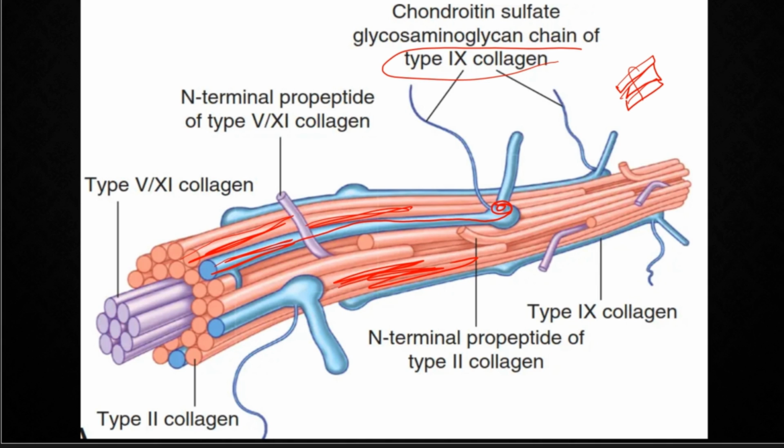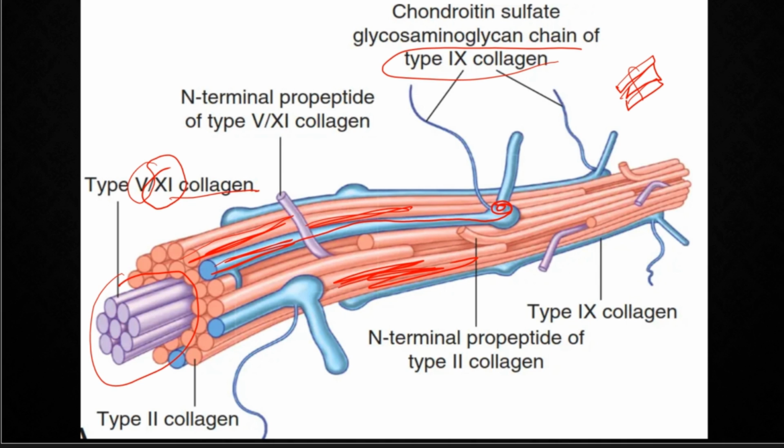Apart from that, you can see over here drawn in purple are the type 5 and type 11 collagen, and if you look carefully, they are present within the core, or within the center, of this collagen fiber. Since they are present in the center, it is believed that the initial process of fibrillogenesis, that is the initial process of making these fibrils, starts with the laying down of the type 5 and type 11 collagen, and later the other collagen fibrils are laid on top of it, whether it is type 2 or type 9.